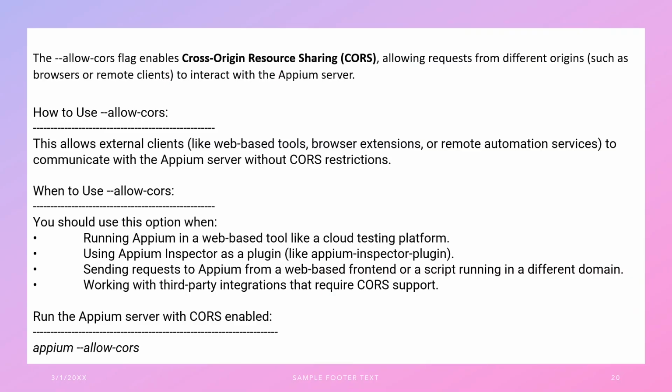Okay, so it allows cross origin resource sharing. When you're using this argument with the APM server, we can interact with external clients like web-based tools, browser extensions, or remote automation services. That is, cloud testing platforms. Okay, so this is the use of this allow course argument.